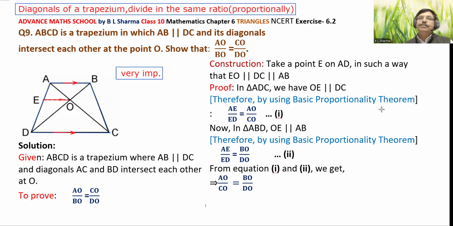Hence proved. आप चाहो तो इसको इस तरह से बना लीजिए ऑन क्रॉस मल्टीप्लीकेशन, और AO upon BO is equal to CO upon DO and hence proved. That's all.